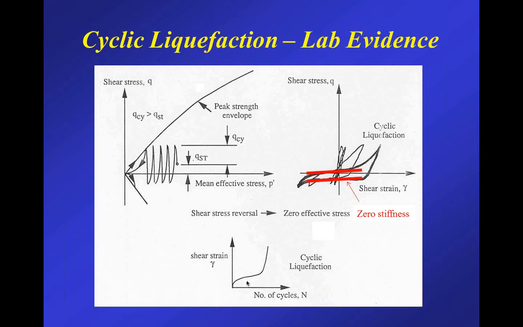And so if you look at the plot at the bottom, if you look at the buildup of strain against number of cycles, initially there's rather moderate buildup in strain, and then suddenly when you reach zero effective stress you get very large deformations. So that's the lab evidence, and that's supported by model studies, both 1G and the centrifuge, and of course in field observations.